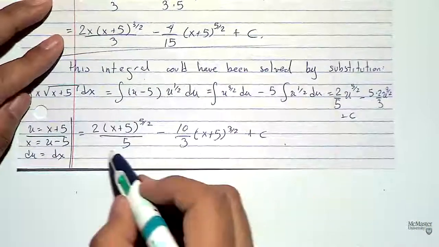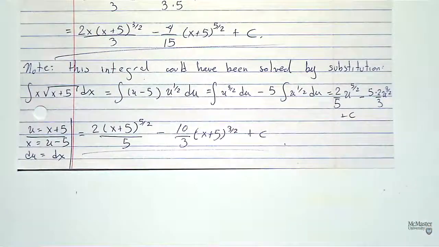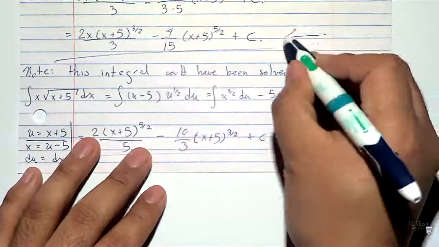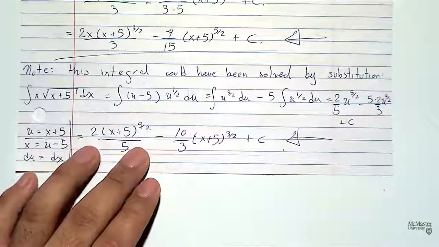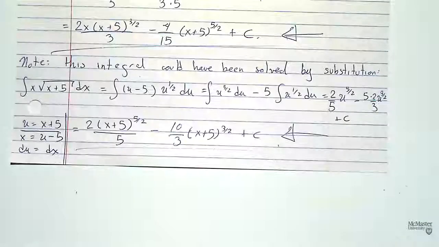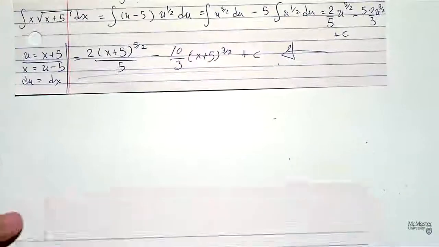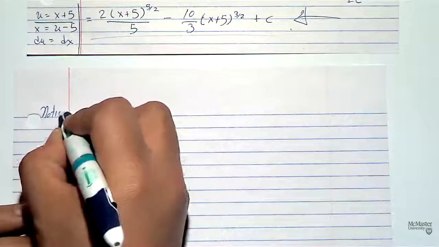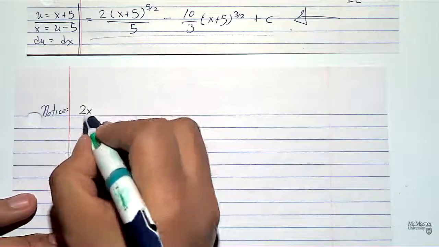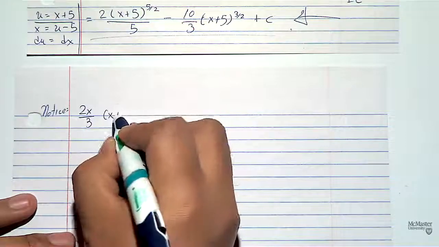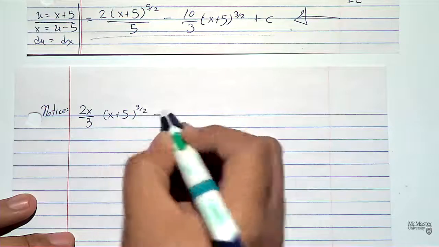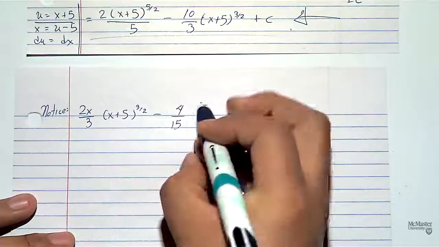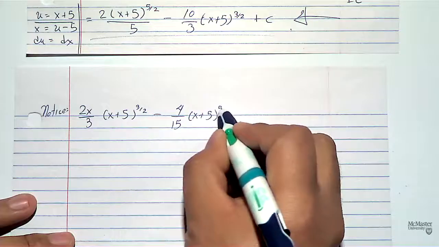The last thing to observe is that it might seem that it's not the same, but actually the terms are equal. Look at the final answer over here, and where is the term of the final answer here. So they might look slightly different, but they're actually the same answer. If you do the computation, let's say that you start from 2x divided by 3 times x plus 5 to the 3 halves minus 4 over 15 of x plus 5 to the 5 halves.